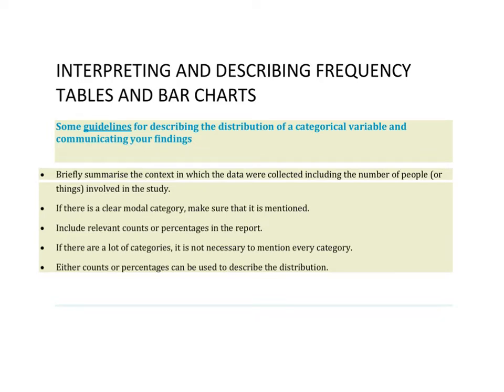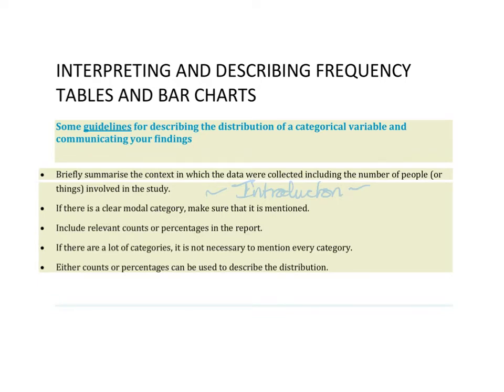So the following are guidelines that will help you when you are writing a summary of information, if you like, for the data that you've collected. In a report, we always start off with some sort of introduction. This first bit talks about the fact that you need to summarise the context, include the number of people you've surveyed and give some background information. That is really your introduction to your summary.